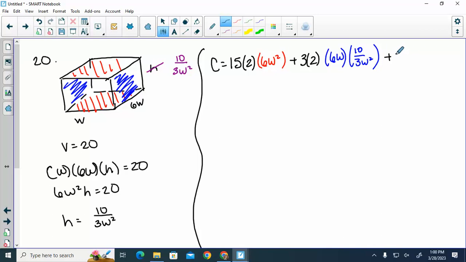And then we have the front and back. Those also cost 3. There's 2 of them. So if I calculate this area, those are W times 10 over 3W squared.